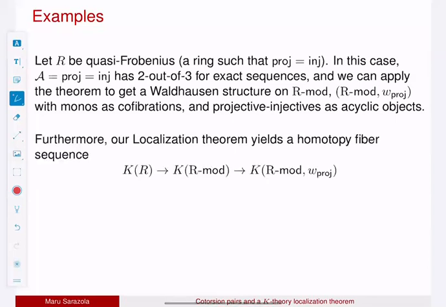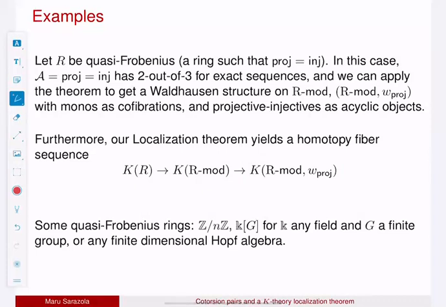And now if we apply our localization theorem, we obtain a homotopy fiber sequence like that, where we have K of R, which was K of Proj. This is the K of A part in our localization theorem. We have K of R-mod, which by definition is G of R. And on the cofiber part, we have this new category that we constructed. So in a way, we're saying that the K theory of this Waldhausen category is going to come in here to measure the difference between K of R and G of R for these classes of rings.